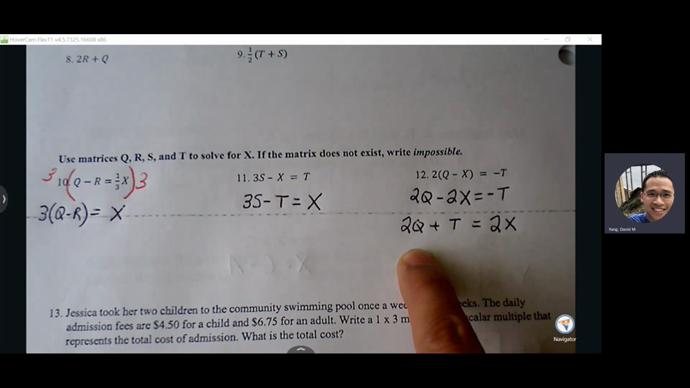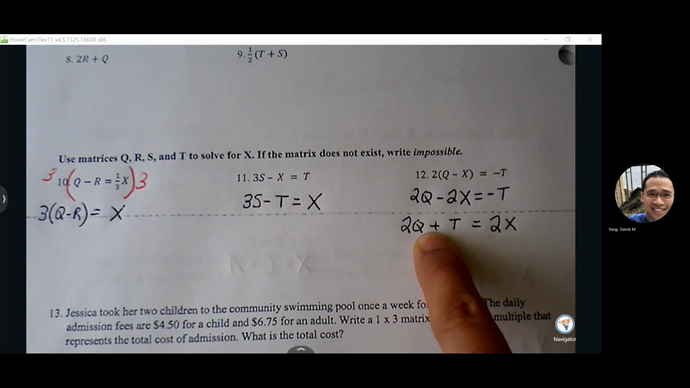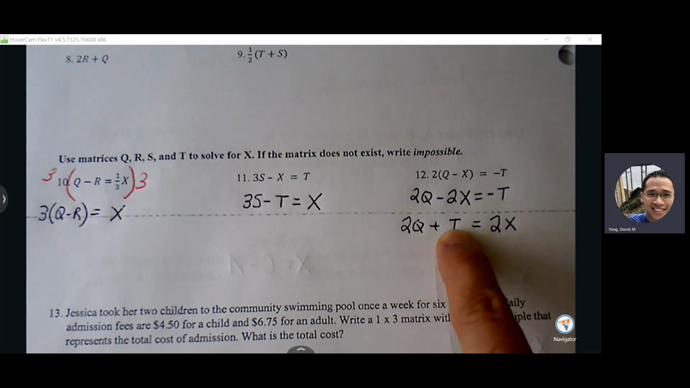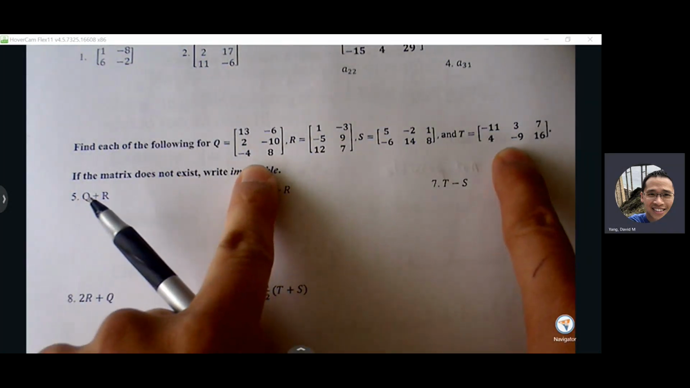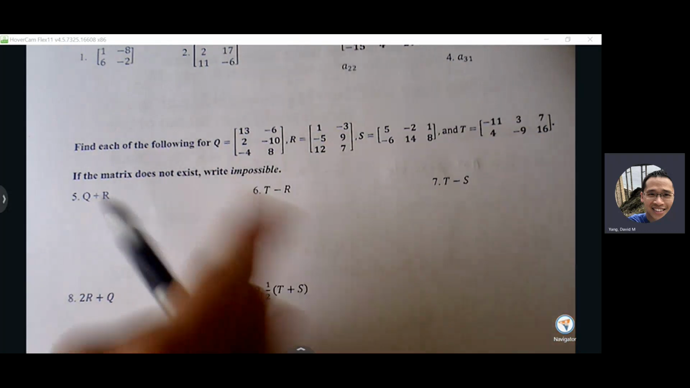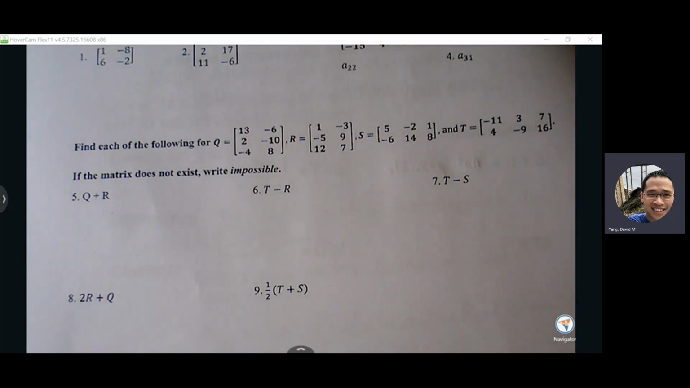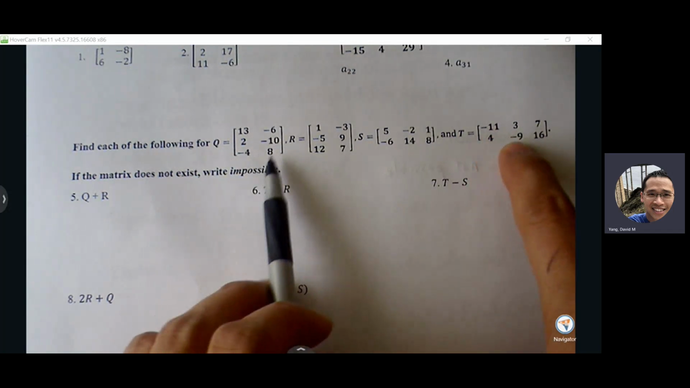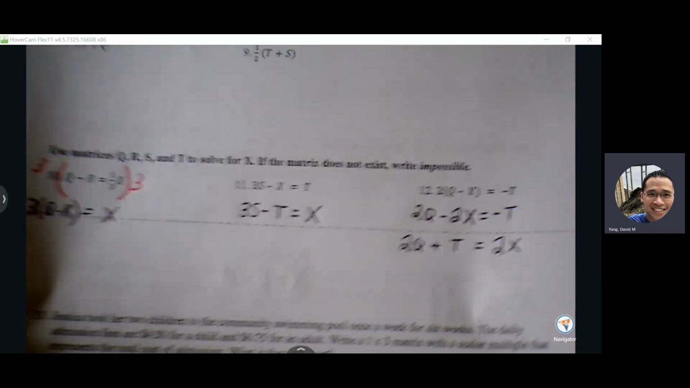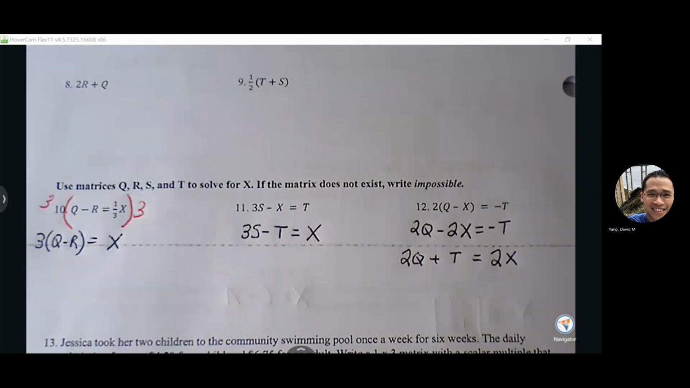Actually, do we have an issue here? Are q and t compatible? No, right? Q and t are not the same dimensions. We can't flip a matrix and make them add together if they don't have the exact row and column matching. So here, this one is not possible.